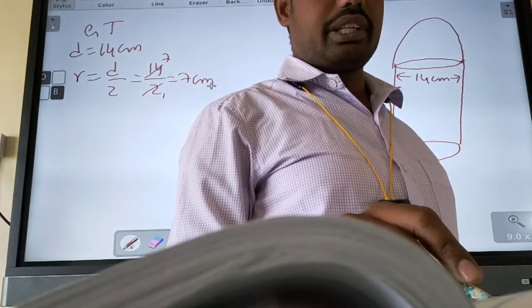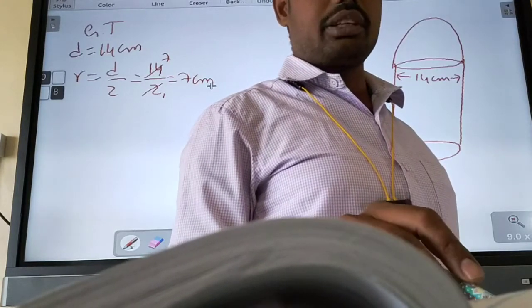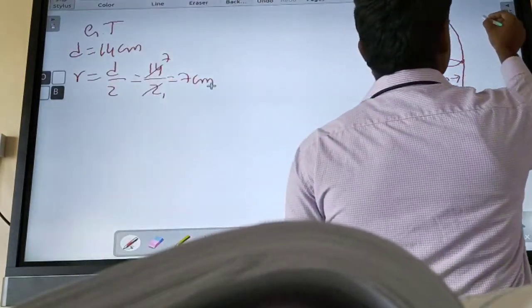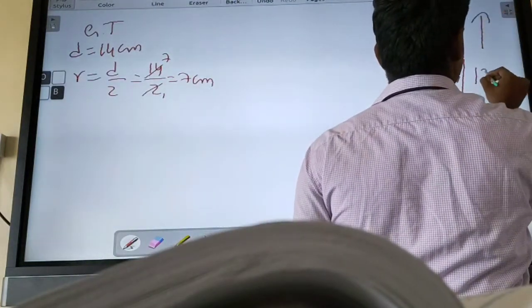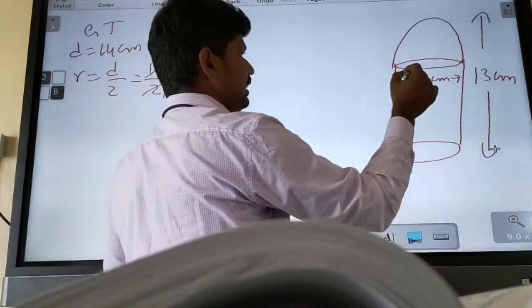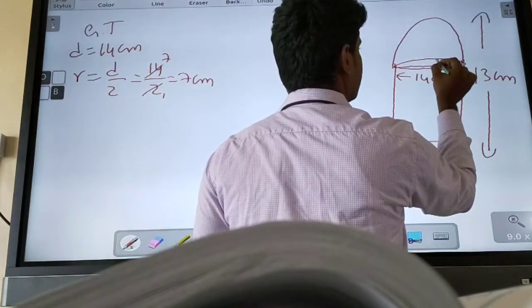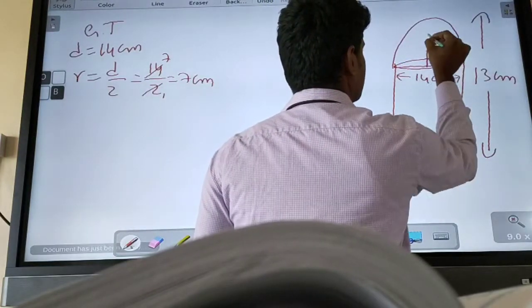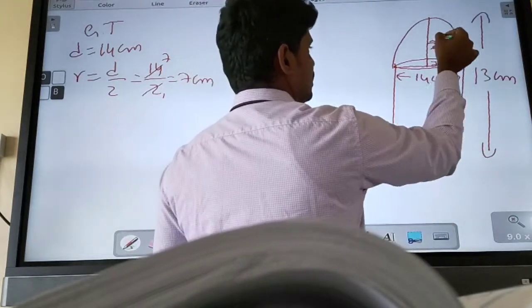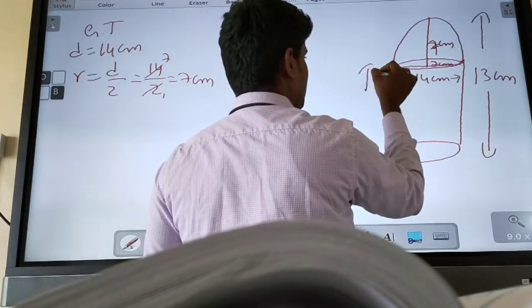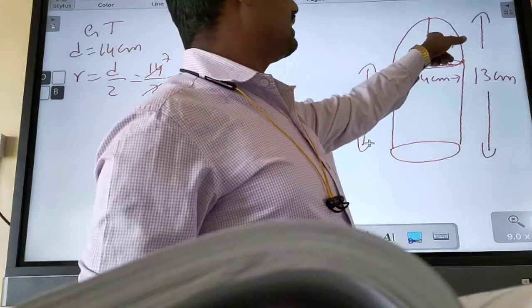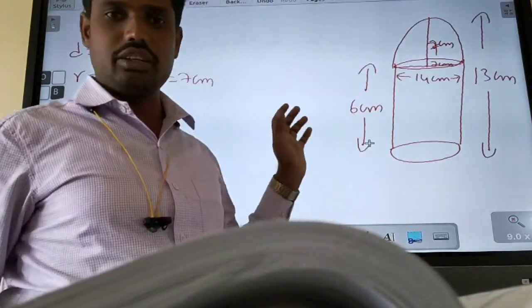Next, 14 centimeter is the diameter of the hemisphere, and the total height of the vessel is 13 centimeter. The radius is equal to 7 centimeter. This side also is 7 centimeter, because this is also the radius. So 13 minus 7, how much? 6 centimeter. The height of the cylinder is 6 centimeter. Any doubt regarding this one?